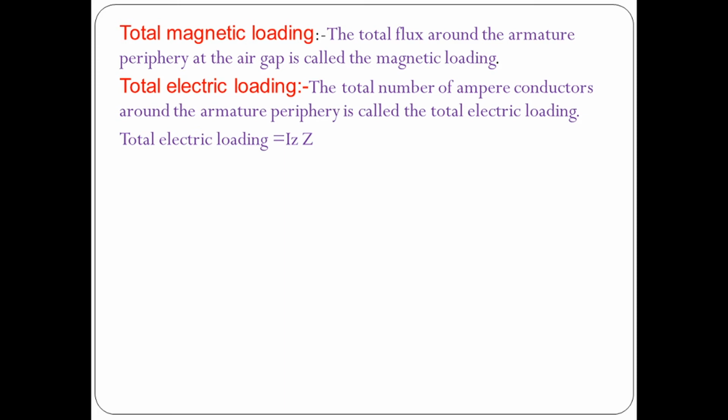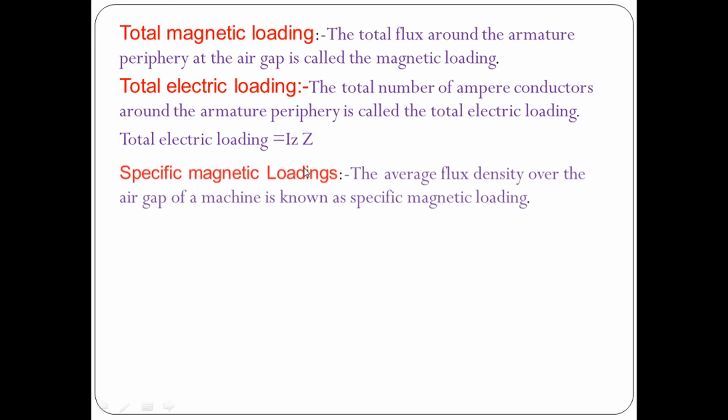Total electrical loading is the total number of ampere conductors around the armature periphery. What is the total number of ampere conductors present in the armature? That is called the total electrical loading. It is given by IZ into Z, where IZ is the current flowing through each conductor and Z is the total number of conductors. Correct.